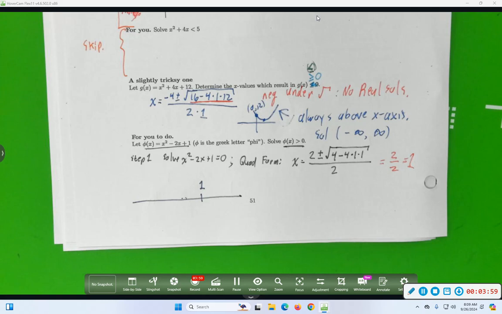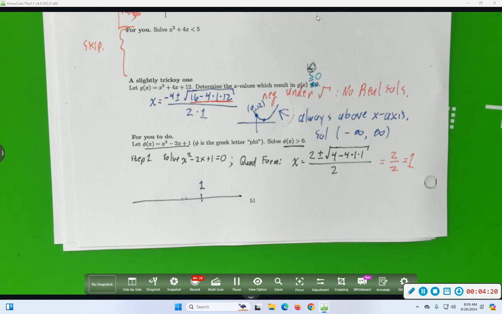Would that be 1 and negative 1? 1 and negative 1. Why negative 1? Isn't it 2 plus or minus? Oh wait. It's 2 plus or minus 0. Yeah. Adding 0 is the same as subtracting 0. Yeah, the plus or minus is in front of the negative b term, in front of the square root.